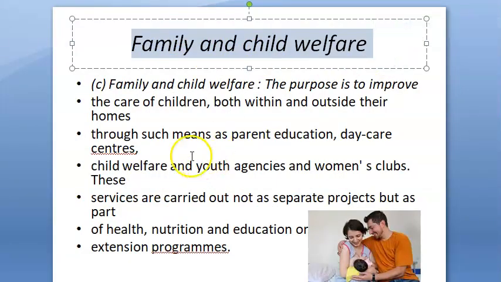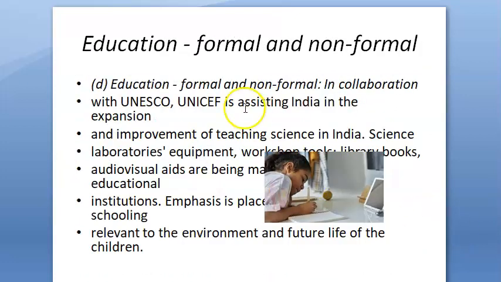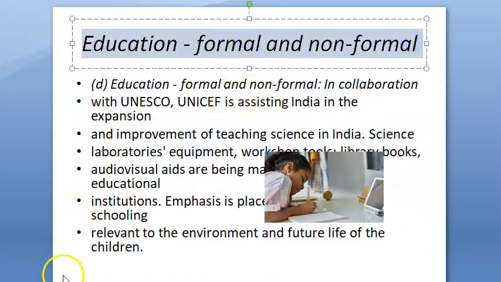Family and child welfare. So initially itself they said, right, now it's not about children, we want personal development of the country where they are living in, etc., right? So they want to do parent education, daycare center, women's clubs, okay. So these are not separate, but they are integrated, looks like a part of everything. Okay. Next, after this, what is the fourth one, guys? Fourth one is education, formal and non-formal.